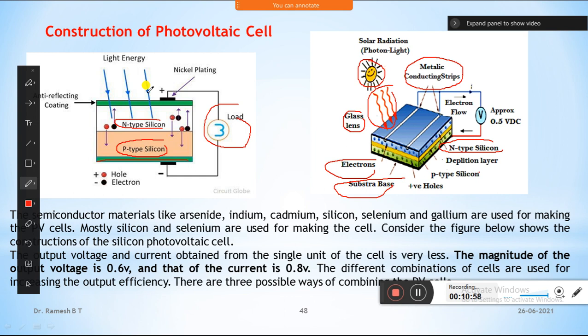Is it clear? Some of these materials are silicon and cadmium, and these are commonly used, mostly silicon. So silicon is used as a semiconductor material.